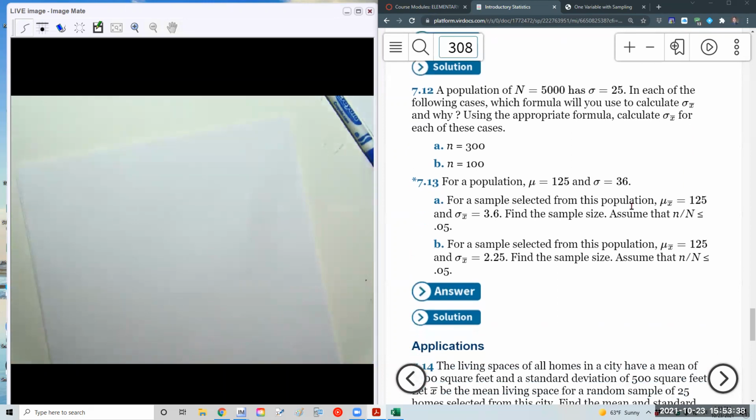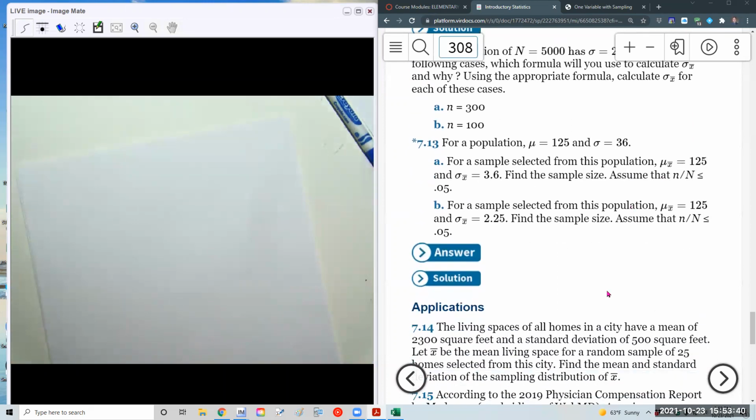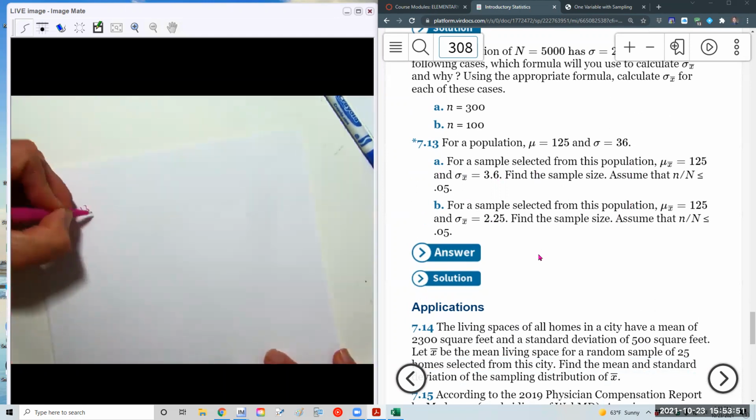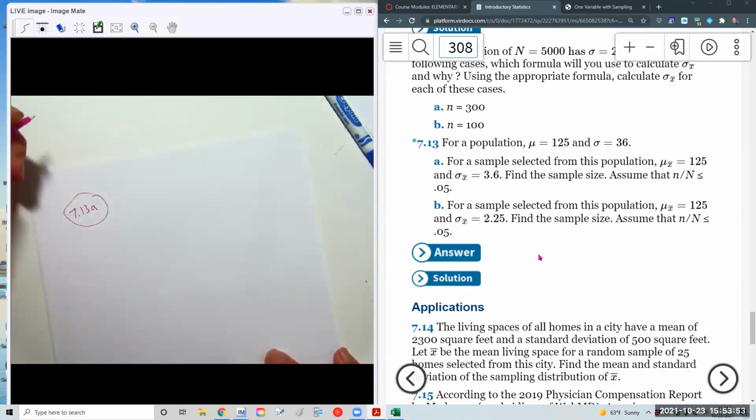Take a look at the next one here. It's 7.13. That one's not very interesting. Let's just do part A. I don't see me putting one of those on the test. Okay, so 7.13, I'm just going to do part A. It's just some algebra business here.